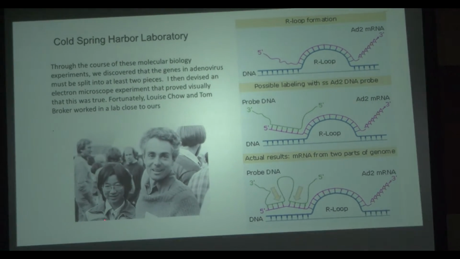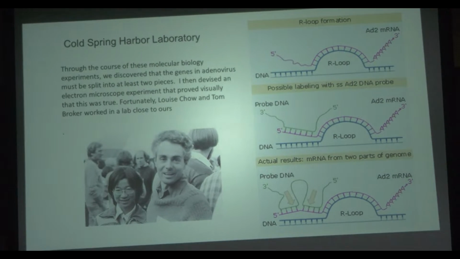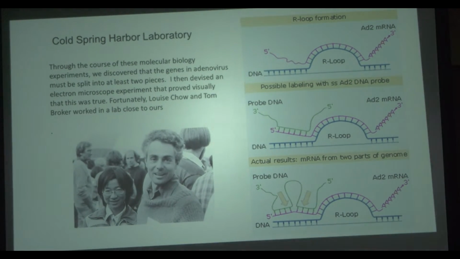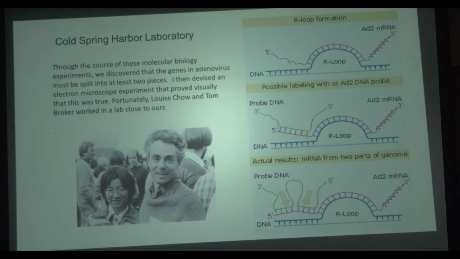Louise Chow, the lady here, was a fantastic electron microscopist. The very first molecule she saw looked almost exactly like this. Instead of hybridizing at just one point at the 5' end, it actually hybridized at two points. And so what had happened here was that this piece of DNA, the probe DNA, contained the genetic information for the 5' end, but in a little bit here and a little bit there. And this was the discovery of splicing.